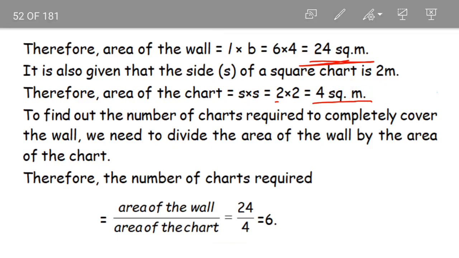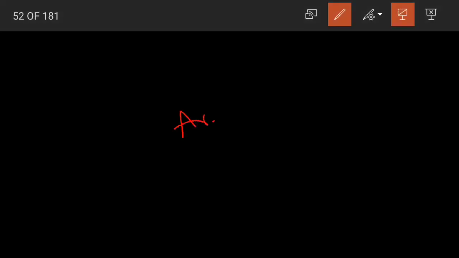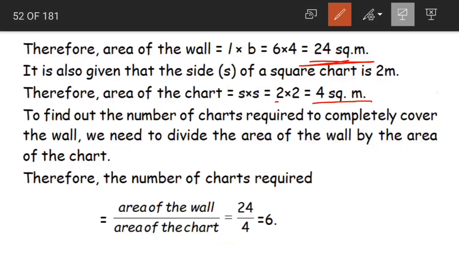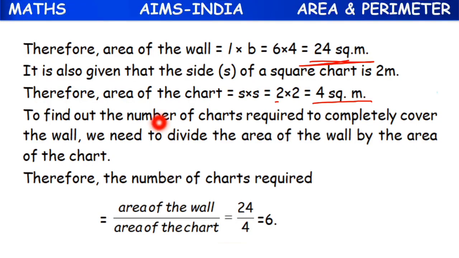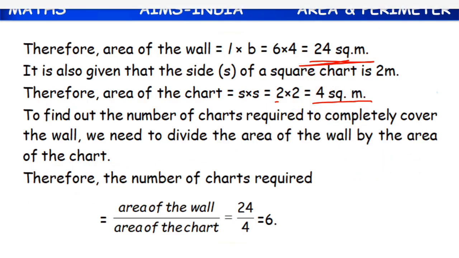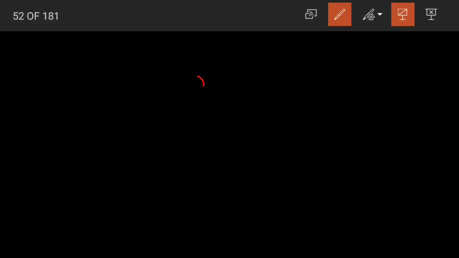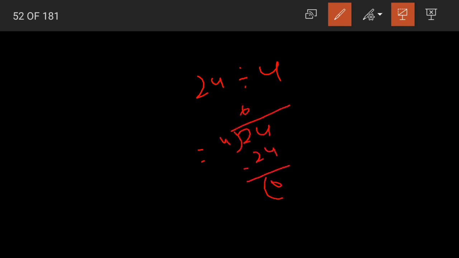That is equal to 24. Sorry, I wrote that the area of the wall is equal to 64, right? No, it is 24. 6 into 4, 24. So here, to find out the number of charts required to completely cover the wall, we need to divide. What do we need to divide? The area of the wall, that is 24 square meters, by the area of the chart, that is 4 square meters. So when we divide 24 by 4, we have 4 6s are 24 and the remainder is 0.